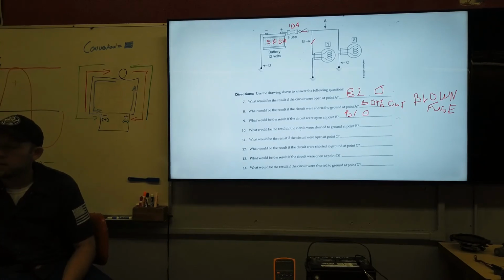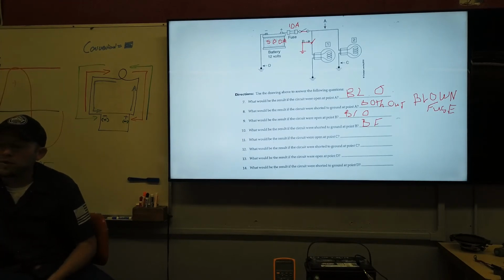Then what would be the result if we had a short to ground at B? So if we have a short to ground right here at B, same thing, we end up with a blown fuse. Blown fuse.